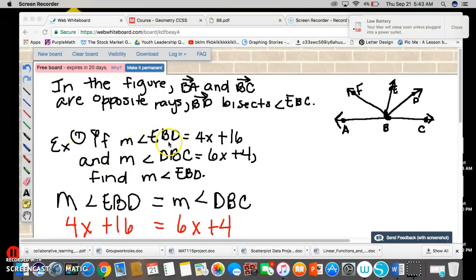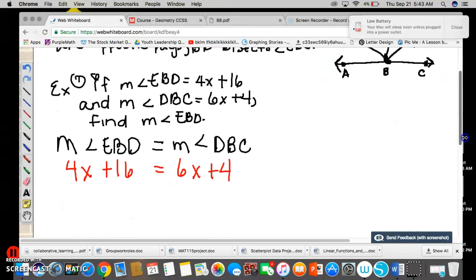It says if the measure of angle EBD is equal to 4x plus 16 and the measure of angle DBC is equal to 6x plus 4, find the measure of EBD. So we're trying to find the actual measure of this angle so that we can tell whether it's a right angle, obtuse angle, or acute angle, but we need a value. So to go ahead and get started, the measure of angle EBD is equal to the measure of angle DBC. So let's go ahead and scroll down here. So we know that EBD is equal to 4x plus 16 and DBC is equal to 6x plus 4.